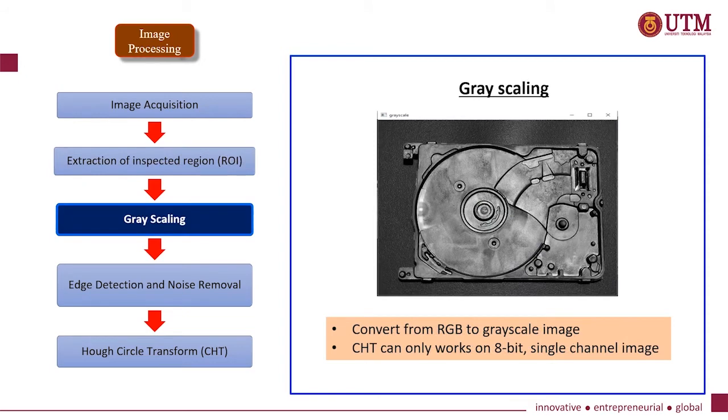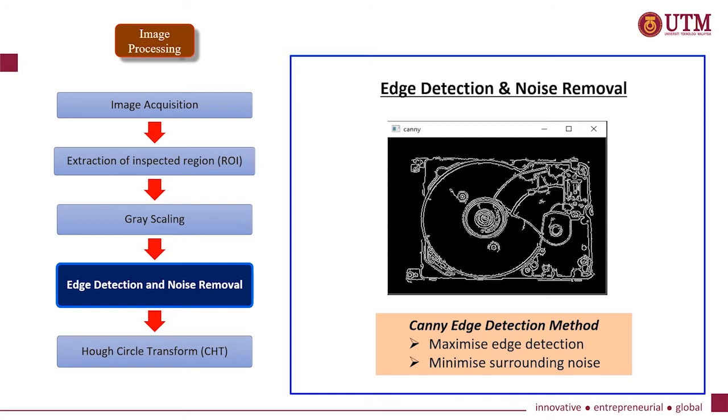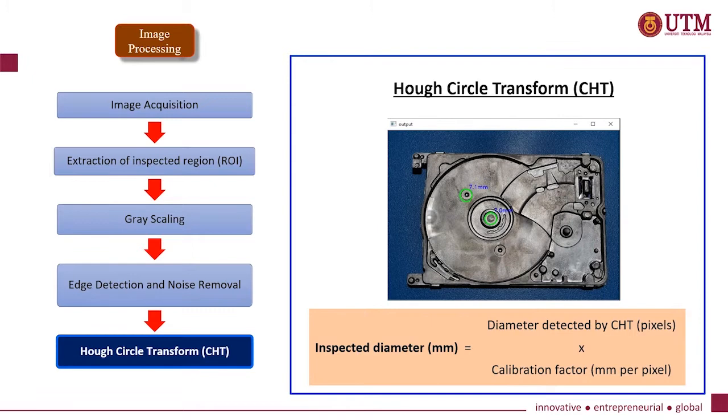Then we convert it to a grayscale image so that the Hough circle transform can work well. We also carry out the Canny edge detection method, and this is to maximize the edge detection and minimize the surrounding noise to improve the performance of the detection. Finally, we apply the Hough circle transform function on the image to inspect the circle. For information, the original result from the Hough circle transform shows the detected diameter in pixels. So, in order to convert the result into millimeters, we need to multiply by the calibration factor.